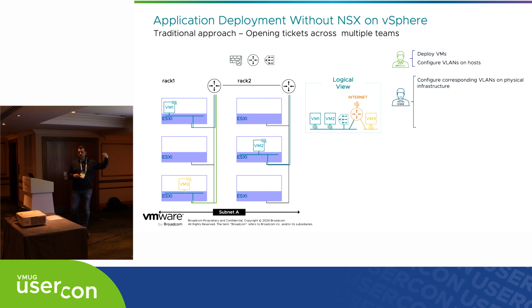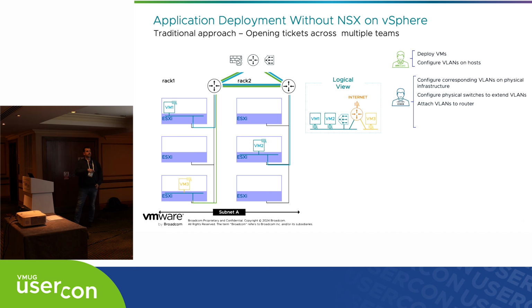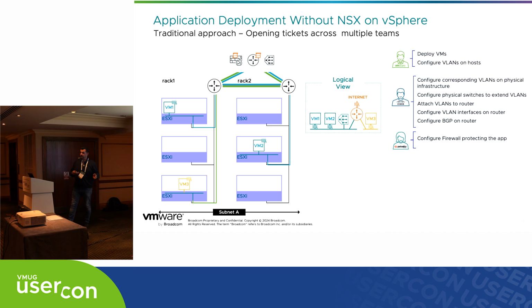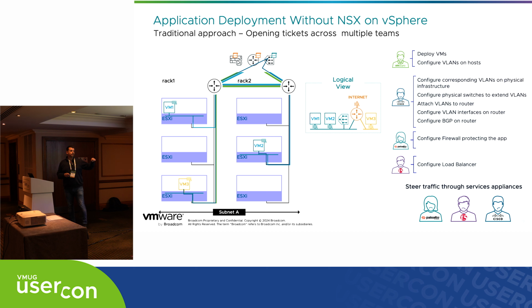configure the VLANs, those uplink VLANs. He would then need to extend those to the physical switches, attach the VLANs to the router, and configure the VLAN interfaces on the router. You see where we're going with this. Configure the BGP. We would then need to speak to the firewall person, to make the changes to enable our application to communicate. Then potentially somebody who administers the physical F5 or the physical load balancer. Ultimately, we need 4 personas to enable us to deploy an application and get that application communicating out on the network. And obviously this takes time, right?